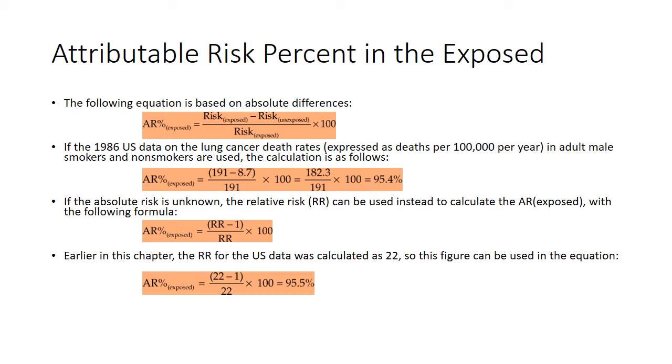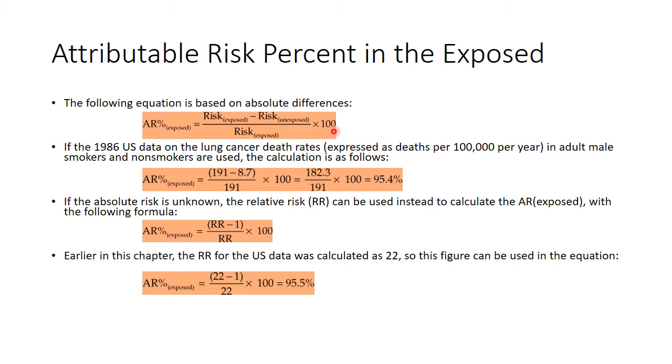All right, so we've seen that essentially the way we can calculate this is looking at the risk of the exposed individuals minus the risk of the unexposed, divided by the risk of the exposed, and you would multiply that by 100 in order to get your percentage. And I'll go into more detail on what this really means in a second here.